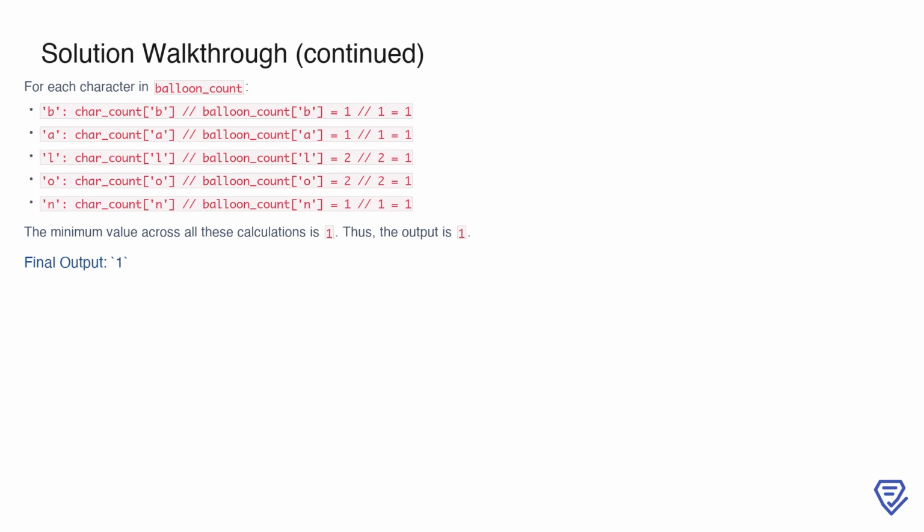The smallest value among these calculations is 1, which means the maximum number of times we can form the word balloon is 1. Therefore, the output for this example is 1.